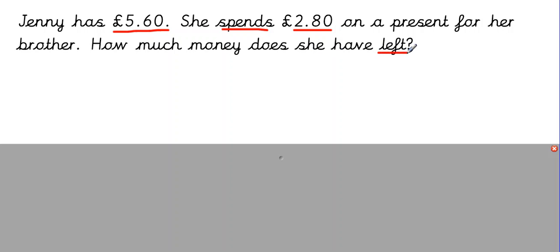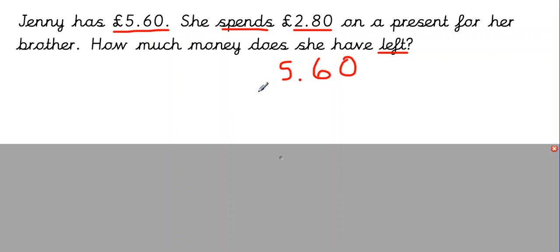Okay, so if I'm spending money, am I going to have more money at the end or less money at the end? That's right, I'm going to have less money at the end, aren't I? Which means it must be a takeaway. So when I'm doing my takeaway, which number goes at the top? Is it my larger number or my smaller number? That's right, it's my larger number. So I've got £5.60 and £2.80. So I know that £5.60 is larger than £2.80. So £5.60 is going to go at the top. So don't forget to put your decimal points in.